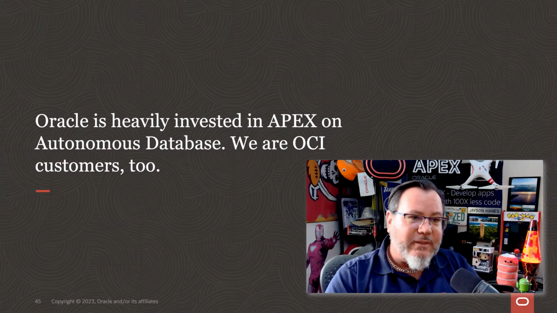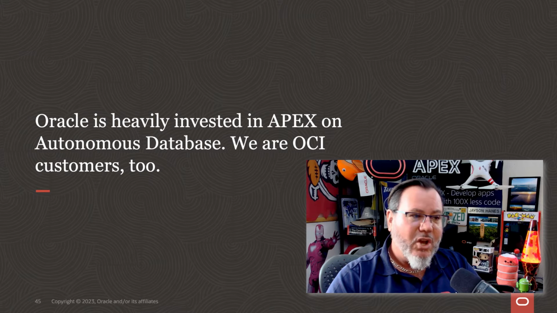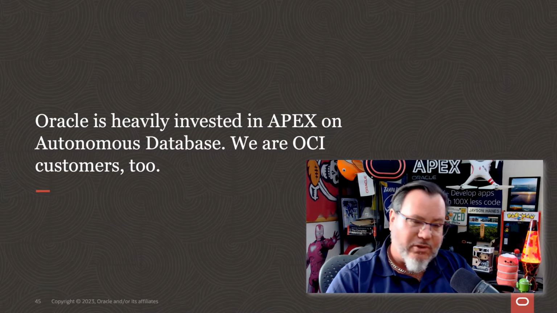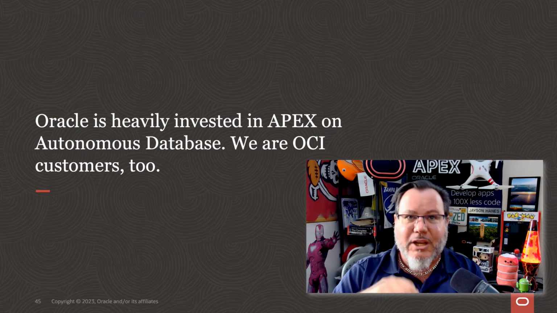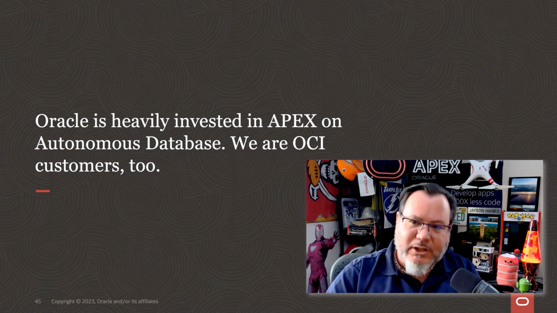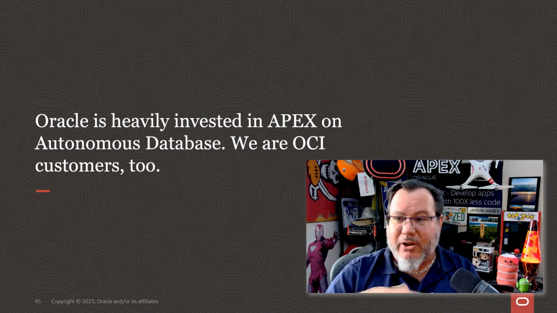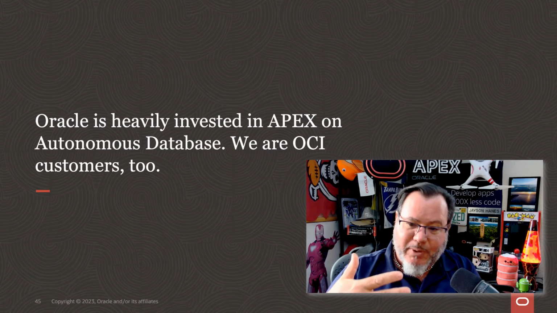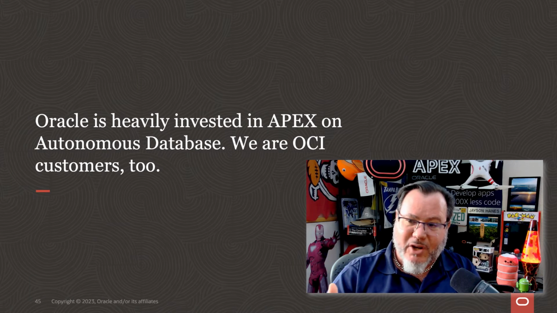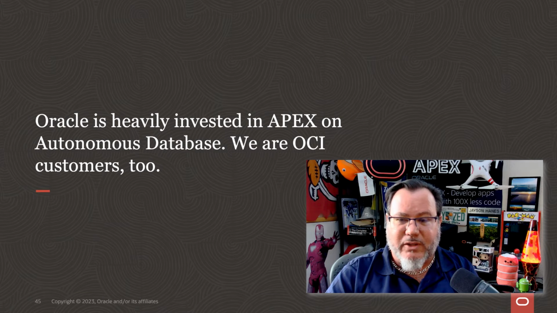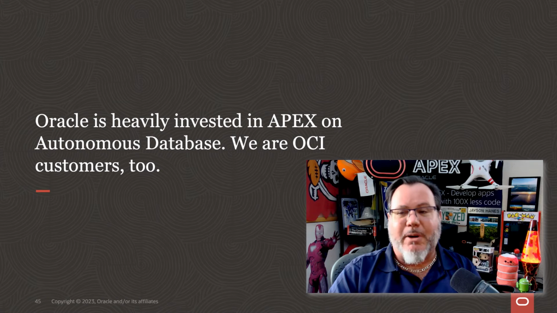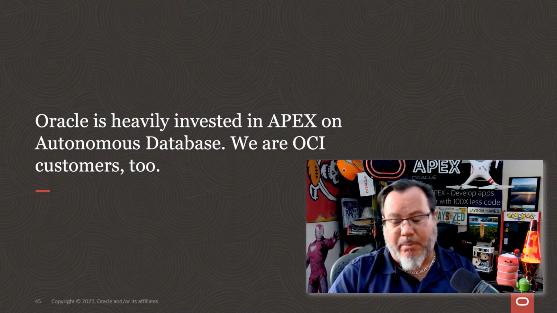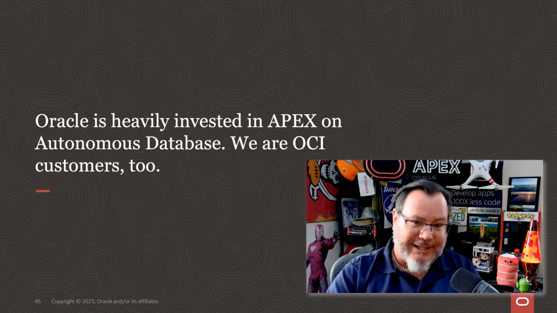So Oracle is heavily invested in Apex on Autonomous Database. We are OCI customers too. There's so much that goes into this. The best practice notion is almost a myth because it really is subjective to your needs: how you're going to use the Apex service, the Apex features that are available in other database options, whatever your tenancy choices are, whether it's the always free service or a paid tier. You have to keep up on it and be aware of what your options are, but you're not limited to what you get involved in.